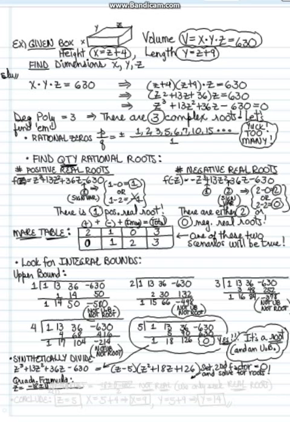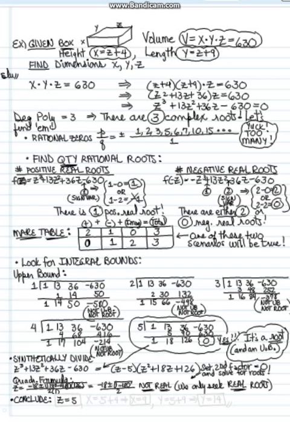So z equals negative b plus or minus the square root of b squared minus 4ac, all over 2 times a. So this would be negative 18 plus or minus the square root of 18 squared minus 4 times 1 times 126, over 2 times 1. Turns out that's the square root of a negative number, so it's not real. We're only looking for real roots. We're not interested in imaginary roots.